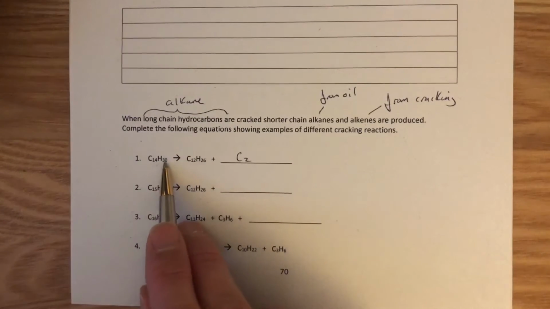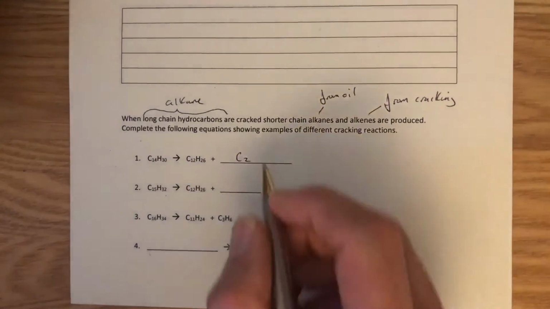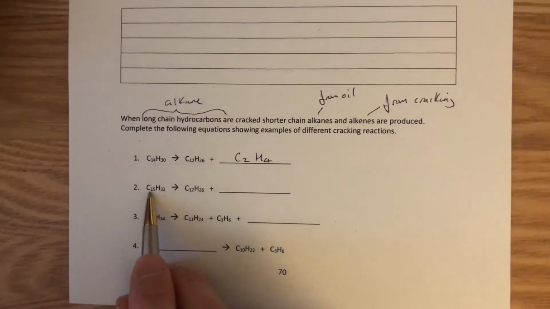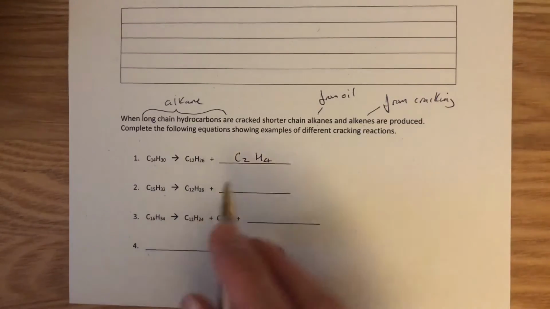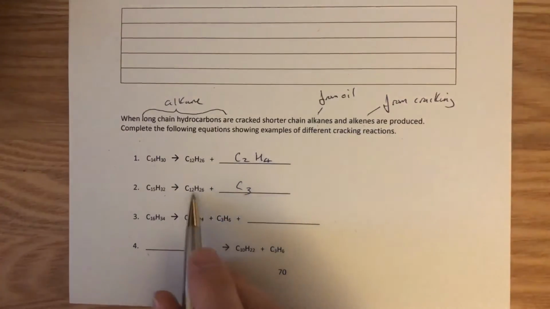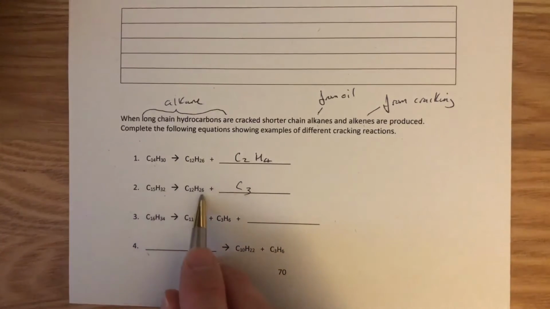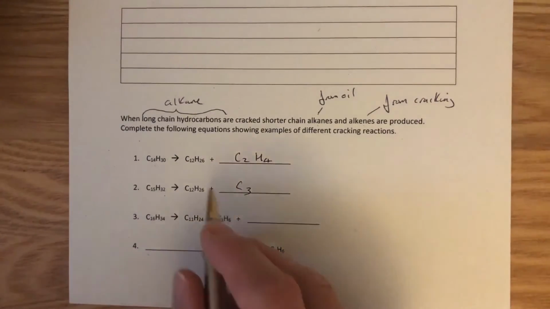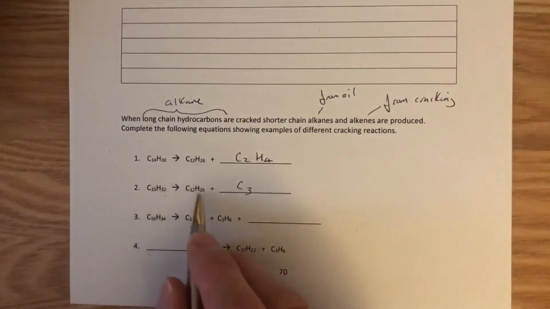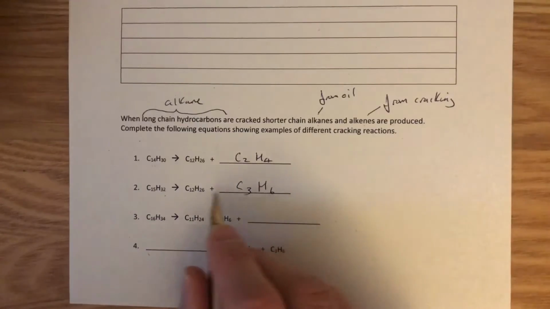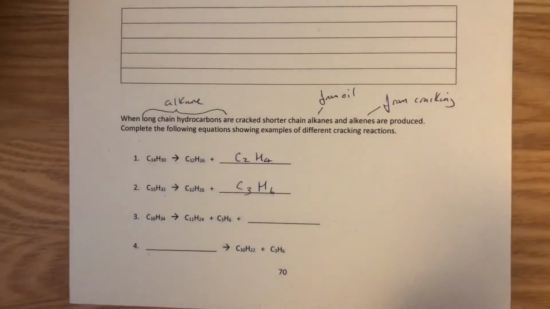Likewise, the hydrogens. 30 hydrogens on the left, so far only 26 on the right, so it has to be C2H4. Next one, C15H32. I've got 15 carbons on the left, 12 on the right, so there must be another 3 there. So 12 and 3 is 15. It's 15 on the right, 15 on the left. 32 hydrogens on the left, 26 on the right. What's that? There's 6 short then, isn't there? 32 minus 26 is 6, so H6. And that 26 makes 32, and there's 32 there.